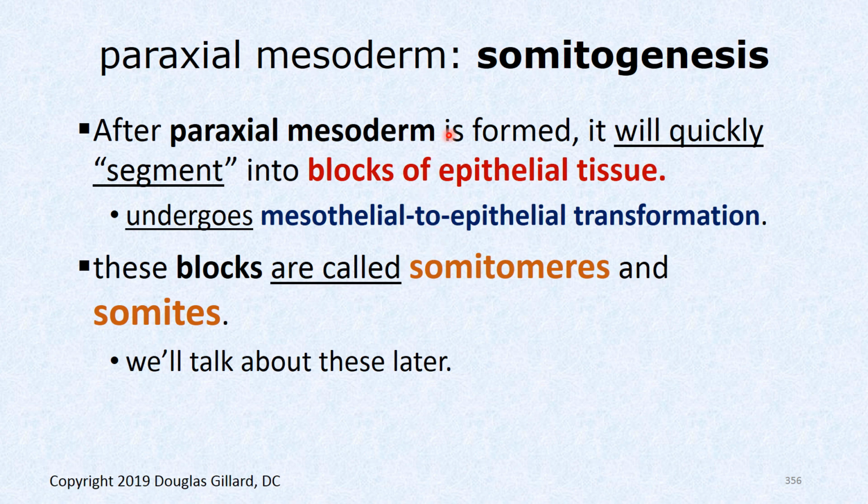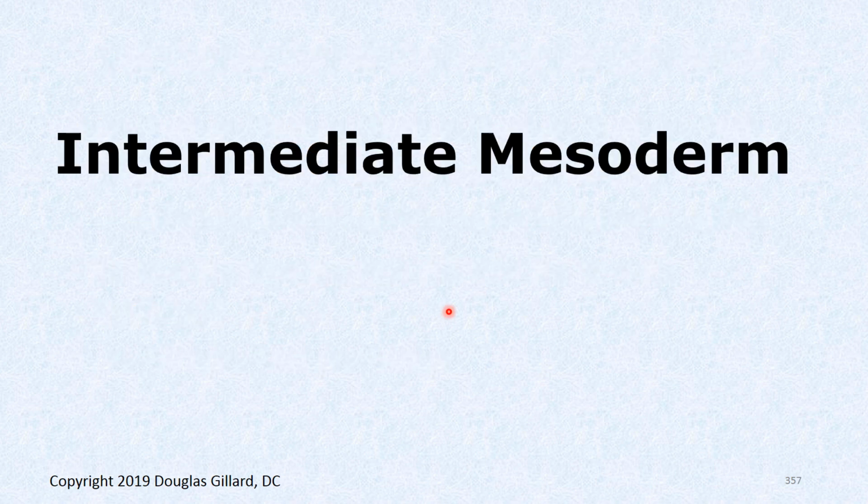So the paraxial mesoderm will actually turn back into an epithelial tissue. Remember, because mesoderm is mesenchymal tissue. So we'll talk about that though. These blocks are called somitomeres up in the cervical region, and the rest of them are called somites. But we'll get to that.